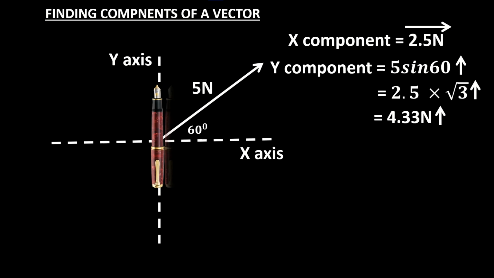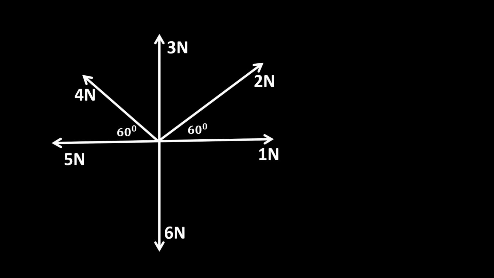Now let's move into something which is a little bit complex. Okay, don't panic. Let's do it together. First, let's find the x component. 1 newton towards right plus 2 cos 60 towards right plus 4 cos 60 towards left plus 5 newtons towards left. So now when we simplify, be careful.